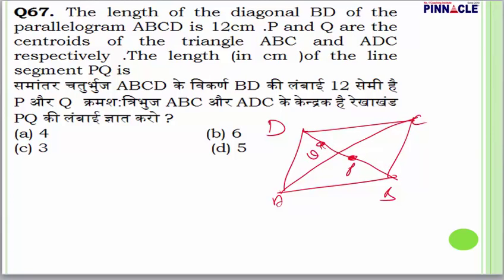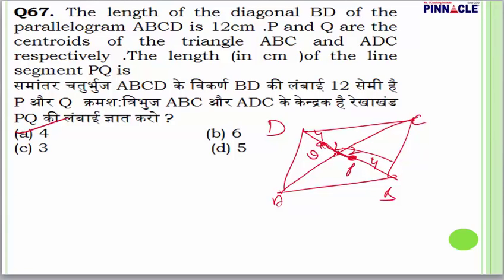So if this is 12, then this would be equal to 6, from this point to this 6, and that is in a 2 to 1 ratio, that is this is 4, this would be 2, this is 4, this would be 2. So the difference between P and Q would be equal to 4. Answer is A.